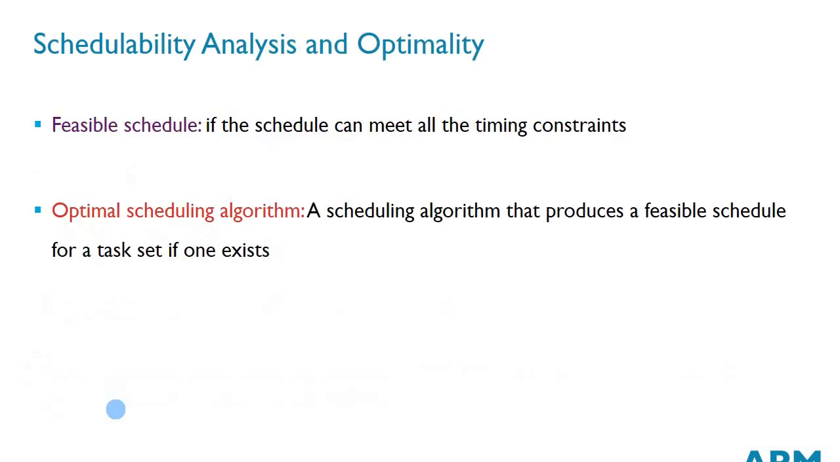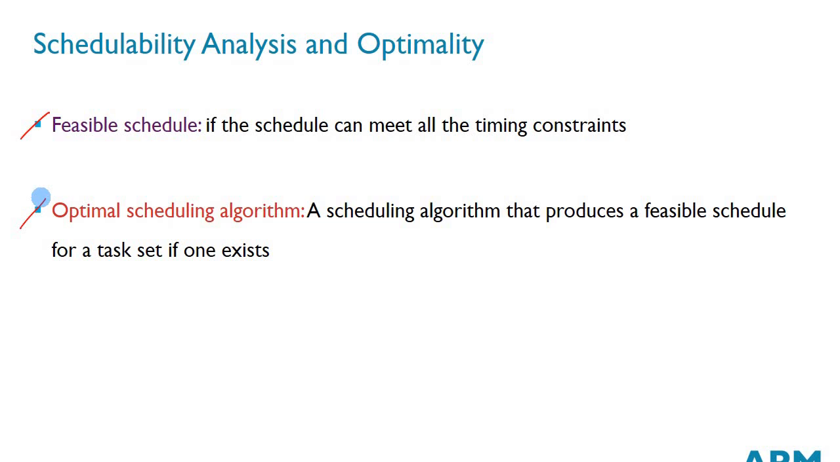Okay, so that is important. So what is this schedulability analysis? A feasible schedule is one where all the timing constraints can be met. What we want is to come up with the optimal scheduling algorithm that can produce a feasible schedule given the current task set.